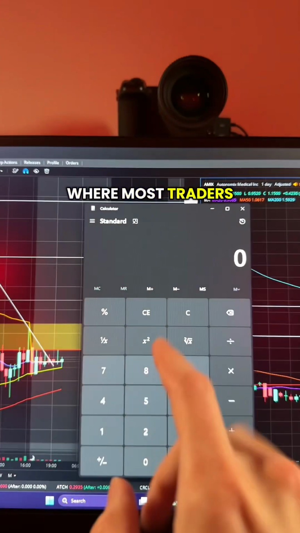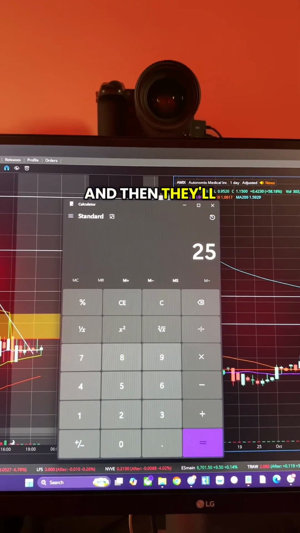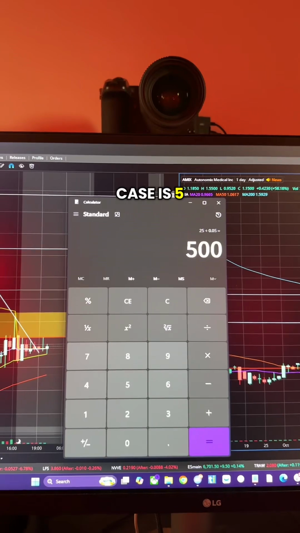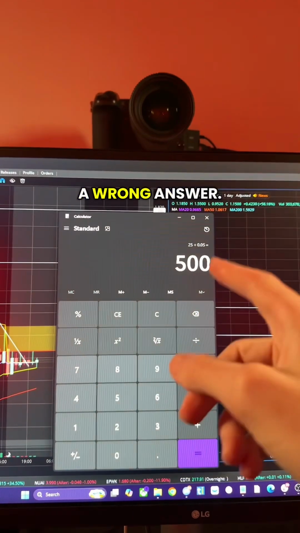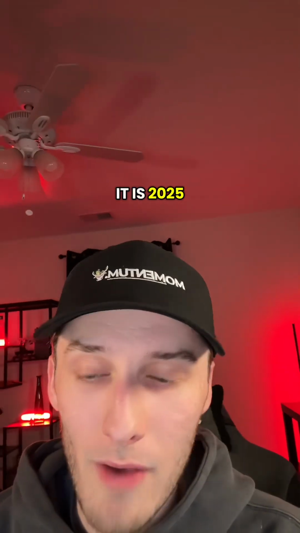Now this is where most traders mess up. They'll open up a calculator and type in their risk per trade, which is $25. And then they'll divide that by their risk per share, which in this case is 5 cents, which gives us 500 shares, which is not a wrong answer. This is actually correct. You would take 500 shares here. The issue is it is 2025 and this takes way too long.